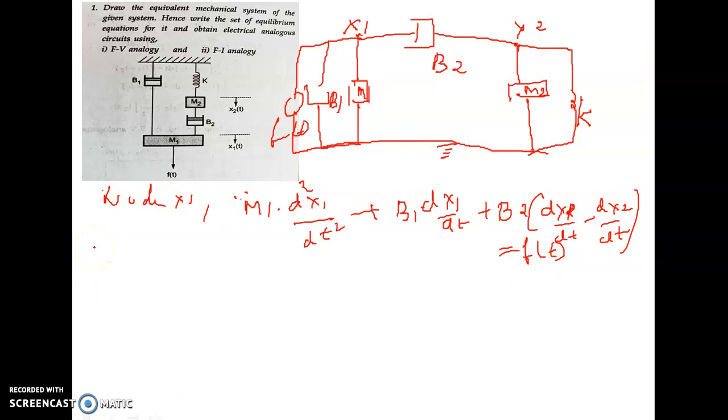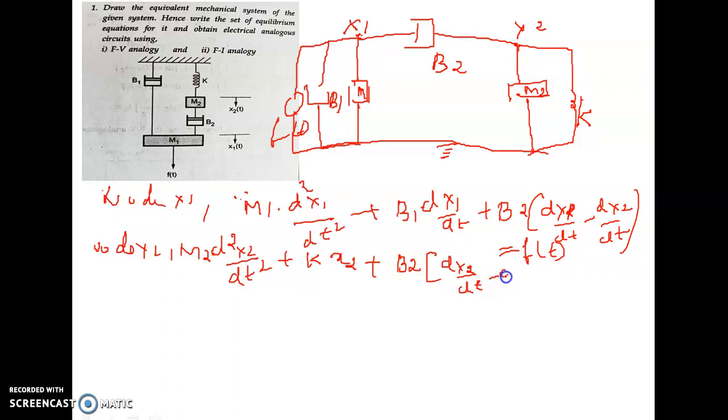Now let me write it for node x2. For node x2 we have m2, k and b2. So m2 d square x2 by dt square plus, for spring k, k into x2, plus b2, which is also connected in between x2 and x1, so b2 into dx2 by dt minus dx1 by dt, is equal to 0. These are the differential equations for both the nodes.